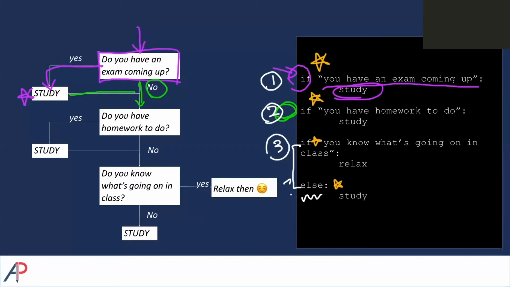The last if statement has an else following it. So this is where the paths will diverge. And we can see that happen right here. Do you know what's going on in class, which is this if statement right over here? If it's true, then you want to relax, else study. Notice that these two do not go back together because we have an if and then an else.